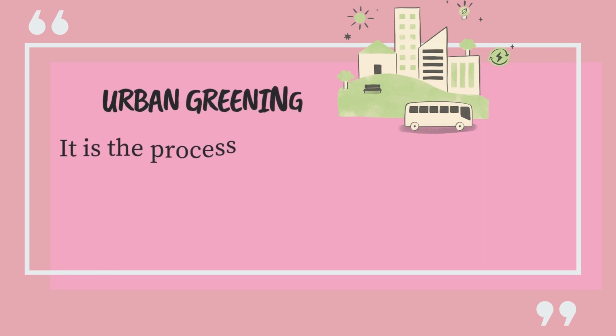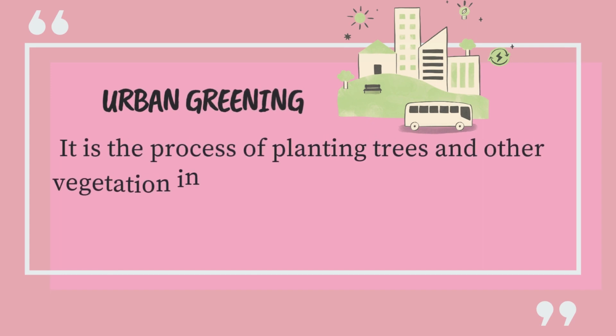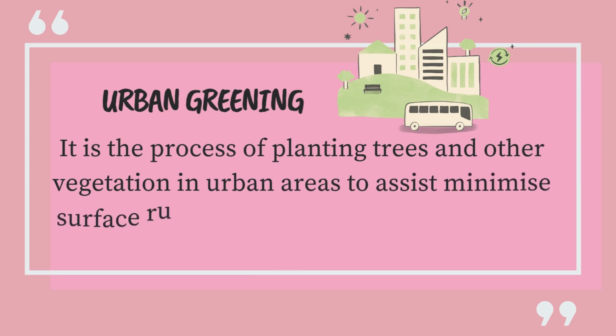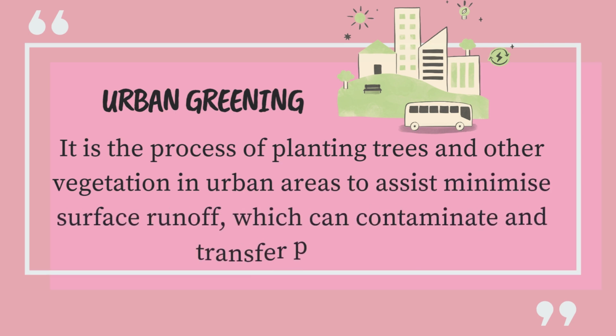And lastly is urban greening. It is the process of planting trees and other vegetation in urban areas to help minimize surface runoff which can contaminate and transfer pollutants. Ang urban greening is ito yung pagtatanim sa gilid ng kalsada, yung sa may crossing na maski sa gilid ng kalsada is may mga nakatanim na puno. By doing this kind of activity, we can help nature to reduce surface runoff na hindi man totally mawawala pero makakatulong tayo in terms of reducing soil salinity levels.